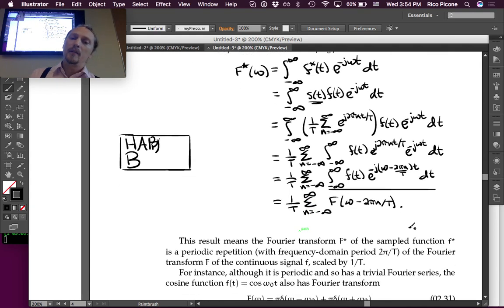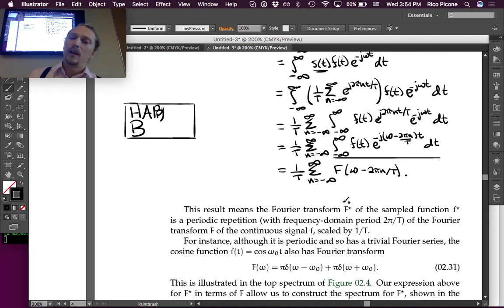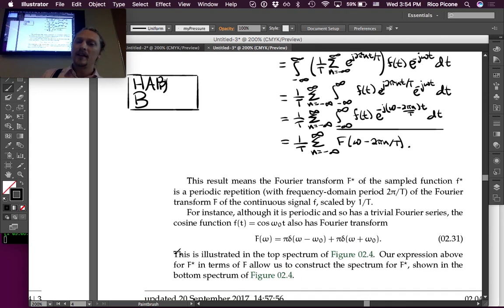So it means that the Fourier transform f star of the sampled function little f star is a periodic repetition with frequency domain period 2 pi over t of the Fourier transform f of the continuous signal f scaled by 1 over t. It's kind of a mouthful, but it's connecting the Fourier transform of the sampled function to the Fourier transform of the original function. And what it does is it essentially puts a copy of the Fourier transform of the original function at every interval 2 pi over t.